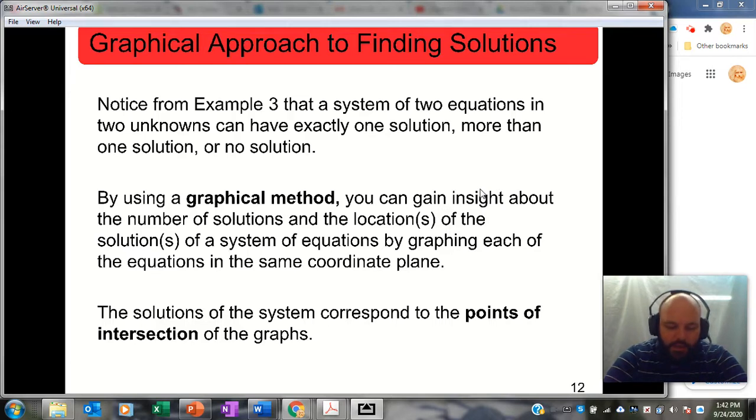Now it does say, by using a graphical method, you can gain insight about the number of solutions and the locations of the solution or solutions of a system of equations by graphing each of the equations in the same coordinate plane. And just as a point of note, the solution to a system is the point or points of intersection of everything that is graphed.